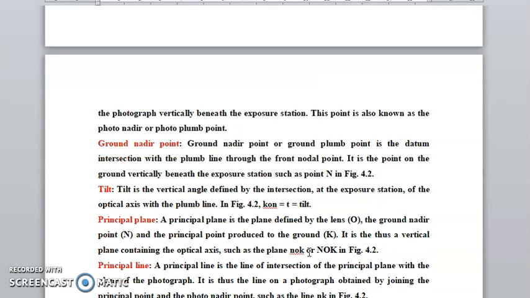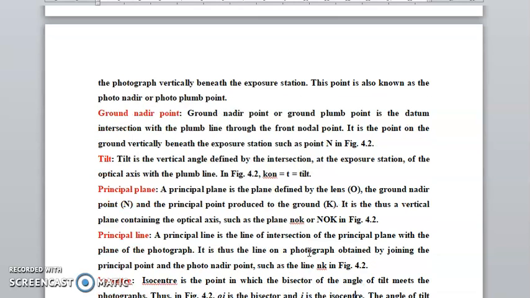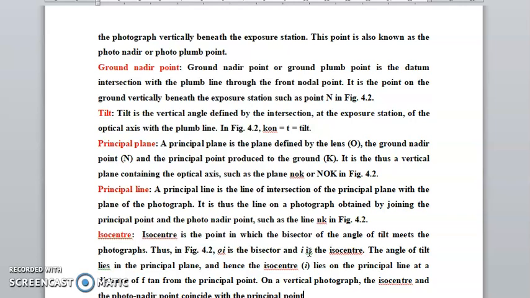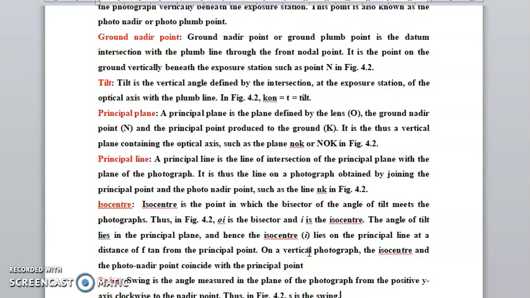Principal line is the line of intersection of the principal plane with the plane of the photograph. It is thus the line on the photograph obtained by joining the principal point and the photo nadir point. Isocenter is the point which bisects the angle of tilt made at the photograph. The angle of tilt lies in the principal plane, hence the isocenter lies on the principal line at a distance of f tan (t/2) from the principal point. On a vertical photograph, the isocenter is the photo nadir point or principal point.